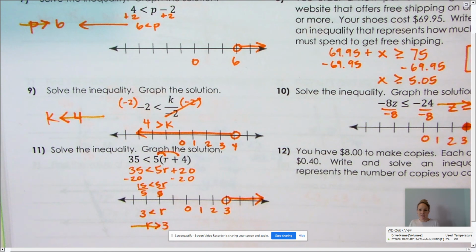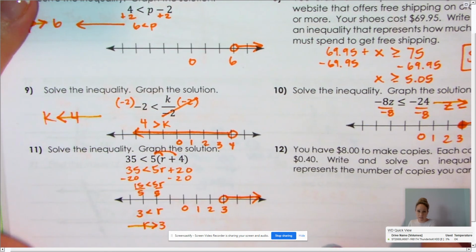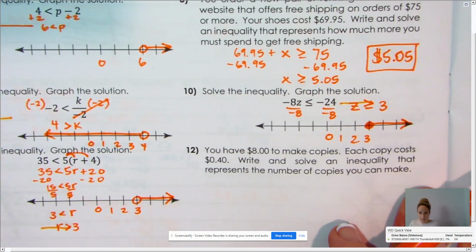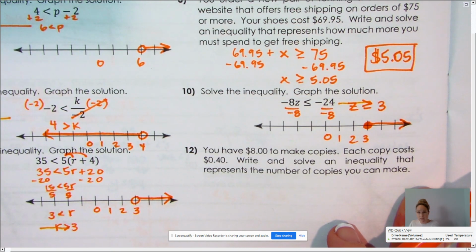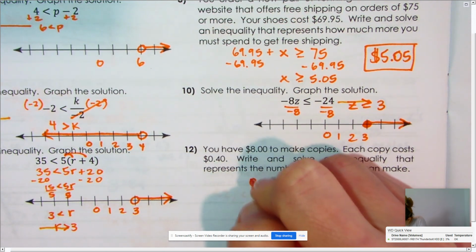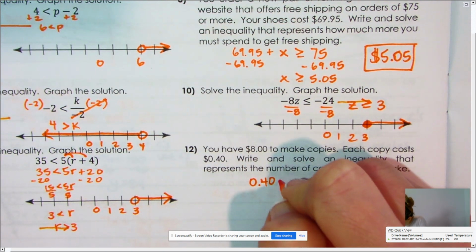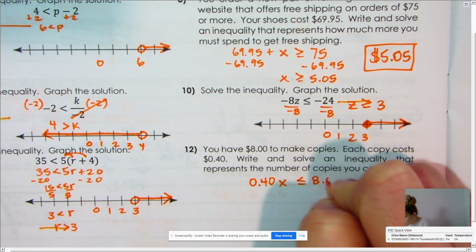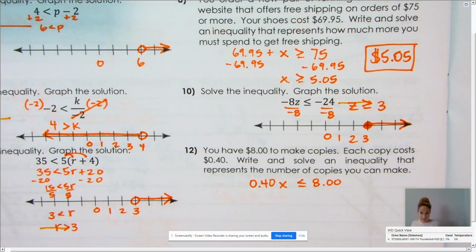Okay, question number 12, it says you have $8 to make copies. Each copy costs 40 cents. Write and solve an inequality that represents the number of copies you can make. So 40 cents times however many copies I make has to be less than or equal to $8. Right? I can spend exactly $8. I can spend less than $8. I just can't go over it if that's all the money that I have.